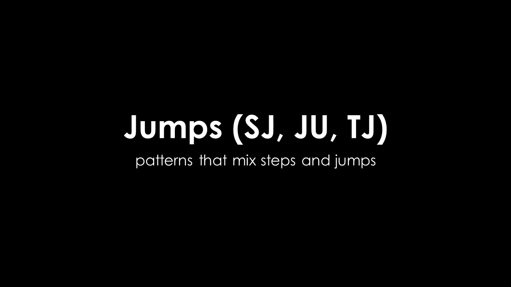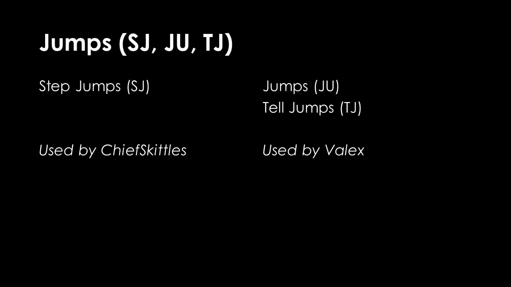These notations describe patterns that mix steps and jumps. The notation SJ is used by Chief Skittles to describe step jumps. The notations JU and TJ are used by Valix. TJ is named after Tell, the ITG official. JU just stands for jumps. Valix having two notations to basically describe the same thing is understandably confusing.